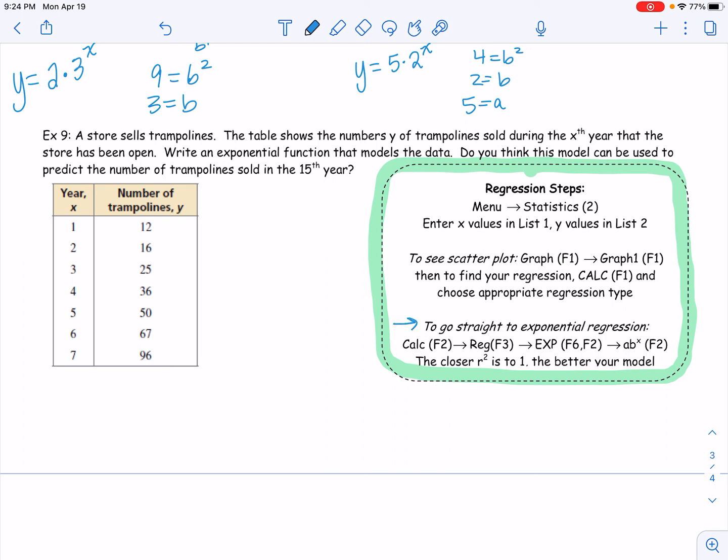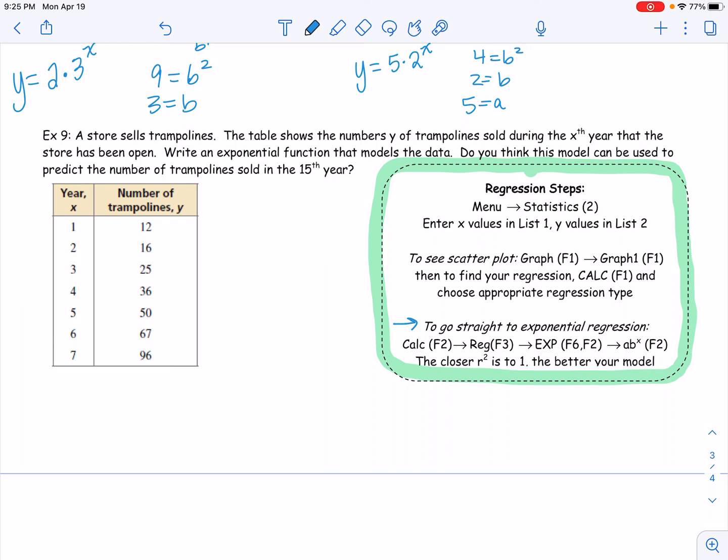So going straight to exponential regression, you can calculate, which is F2, press regression, which is F3, choose exponential, which you'll have to go down and you'll have to do F6 and F2 because it's not in there, so you have to arrow over. And then you'll get the model. You want the model A, B to the X because that's what the problem says. That's what model we've been using, right?